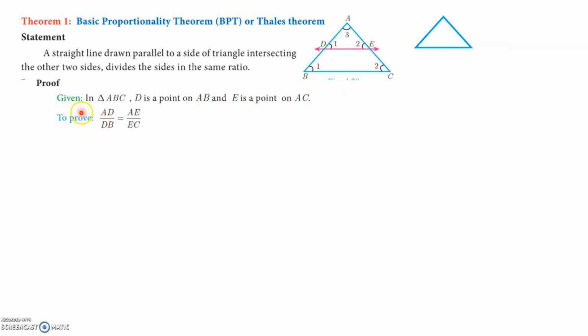So for the proof, what is given to us is, in triangle ABC, you're given this triangle ABC. D is a point on AB. And E is a point on AC. Great. We have to prove that AD by DB is equal to AE by EC. So that's what we have to prove.